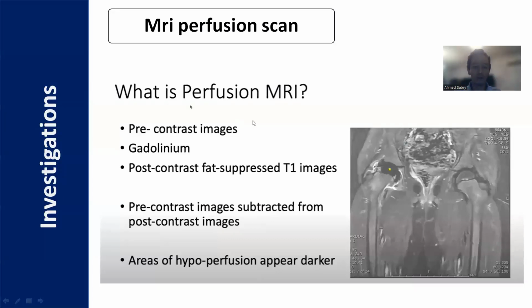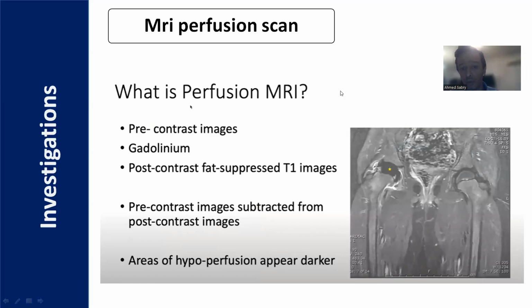Okay, continue. Perfusion MRI is when we do a regular MRI and then we give gadolinium or contrast, and then we take another MRI after it, post contrast, in T1 images, and we subtract both images from each other. In parts where there is decreased vascularity, we usually find that it's hypointense, it's blackened.